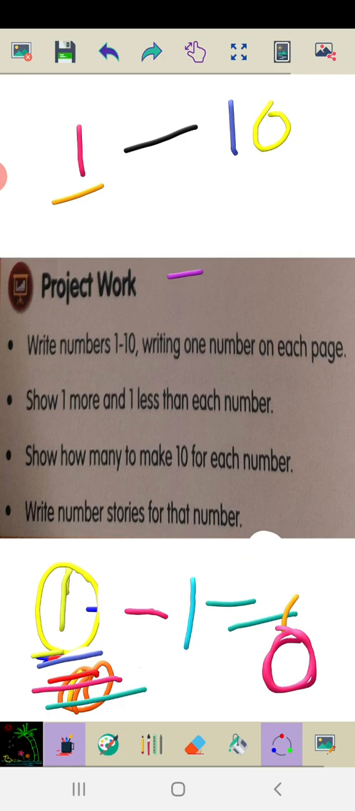What is 1 more for 2, 1 less for 2, 1 more for 3, 1 less for 3, 1 more for 4, 1 less for 4. Similarly you need to do it till 10. Okay. Then the next point is to show how many to make 10 for each number.